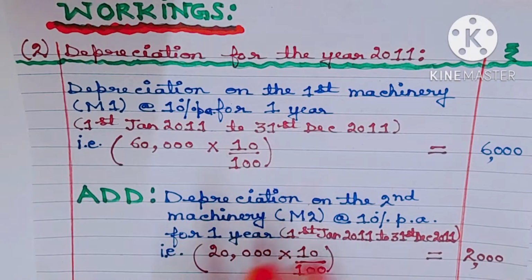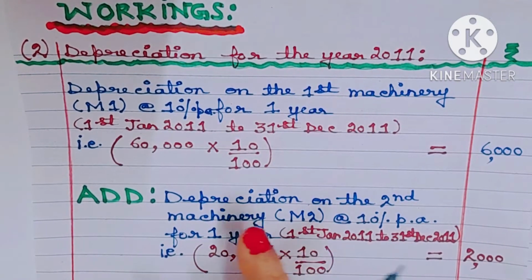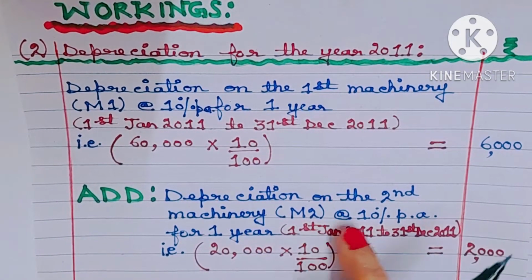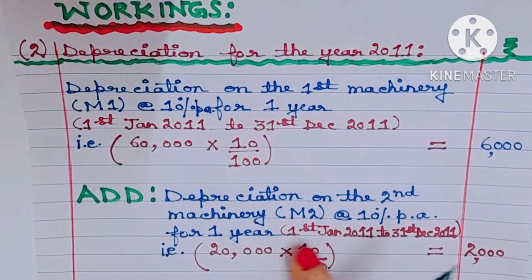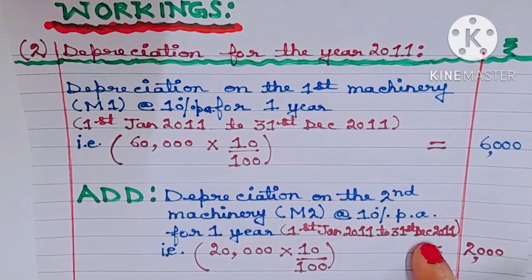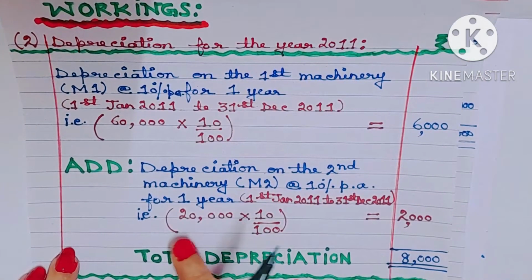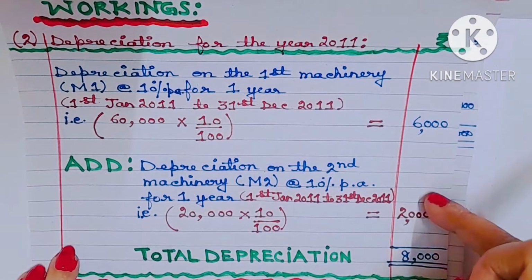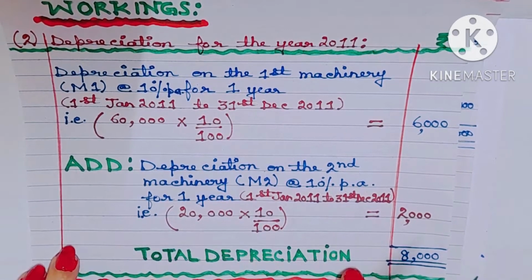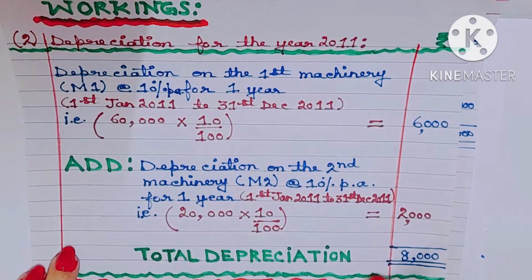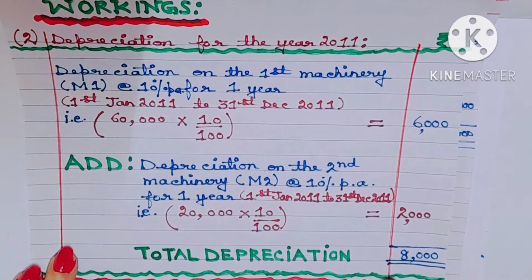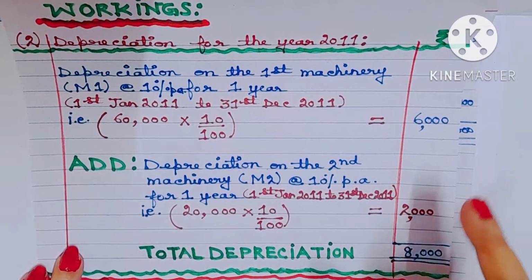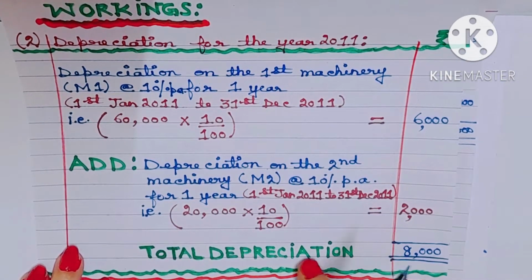Understood? Now write, add, because you have to charge depreciation for the second machinery as well. So depreciation on the second machinery, that is M2, at the rate of 10% per annum for 1 year, that is 1st January 2011 to 31st December 2011. That is 20,000 into 10 by 100, 2,000. So you add 6,000 plus 2,000, which gives you 8,000. So the total depreciation for the year 2011 for the 2 machineries will be 8,000. You have to show the workings this way. This is the total depreciation for the year 2011.